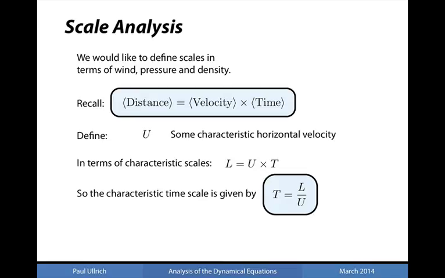Well, since we know that distance is equal to velocity times time, and we have a characteristic distance and a characteristic velocity, then we can define some notion of characteristic time given by t equals L over u, obtained by rearranging the characteristic equation L equals u times t. Now, this allows us to define our characteristic time in terms of scales which are perhaps more clear for a particular phenomenon, namely the length of the phenomenon and typical velocities within the phenomenon.